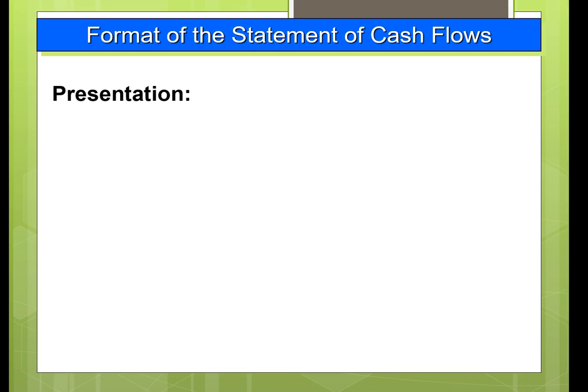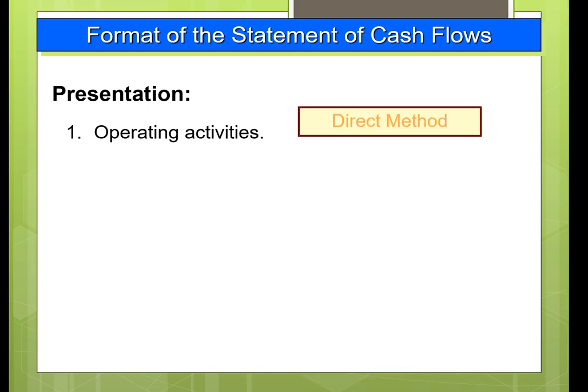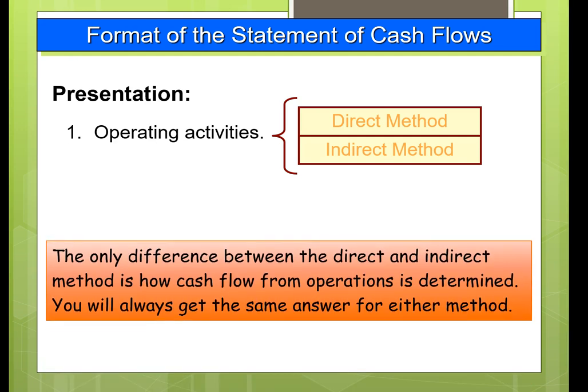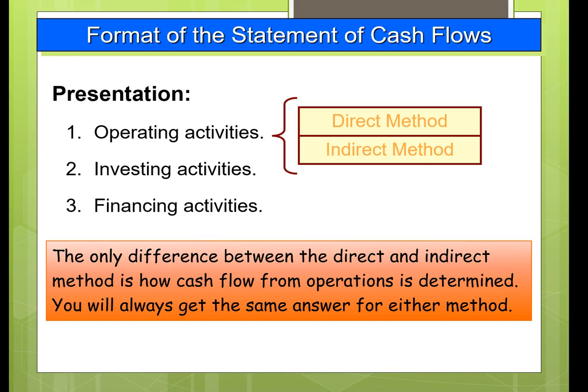Now, this is all about the presentation of the statement of cash flow. Normally we always start with operating activities. And there are two different ways to do it. There's the direct method, which is GAAP's preference, and then there's the indirect method, which is what most companies do. This is the only area where there are two different methods. You still will get exactly the same entry regardless of which method you use. Then there's investing activities and then financing activities.